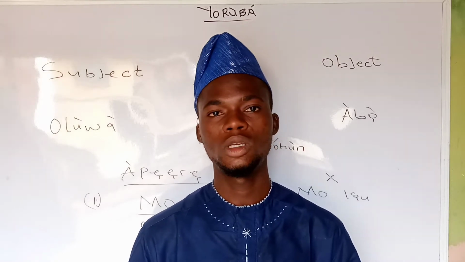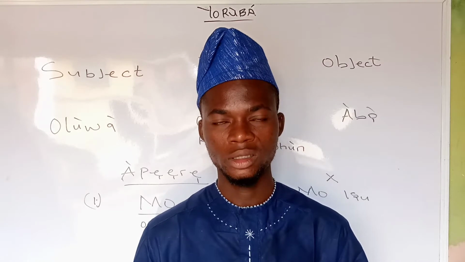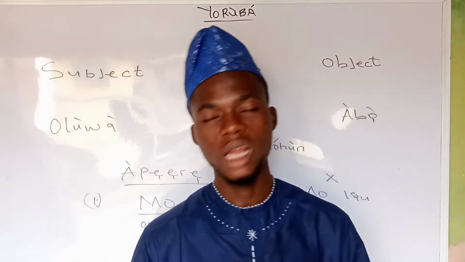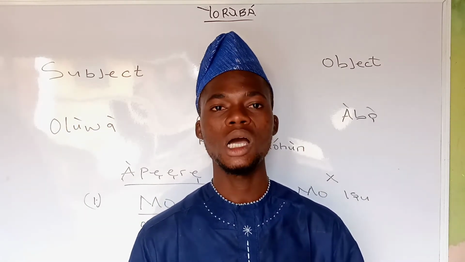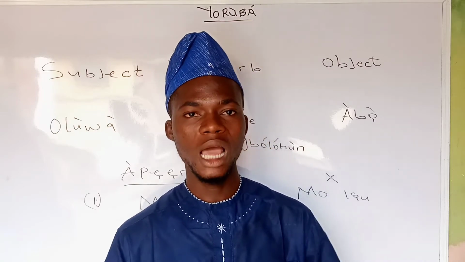Today we are going to be talking about subject, verb, and object in a sentence. As we know, subject is the what? The doer of an action, and object is referred to as the receiver of an action, and verb is referred to as the what? An action word.